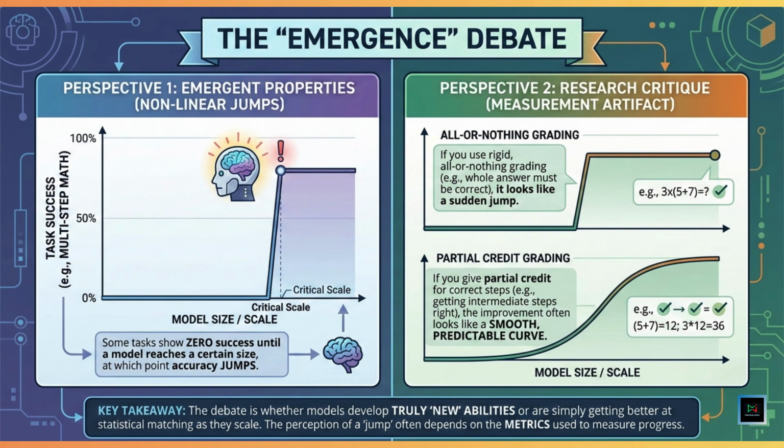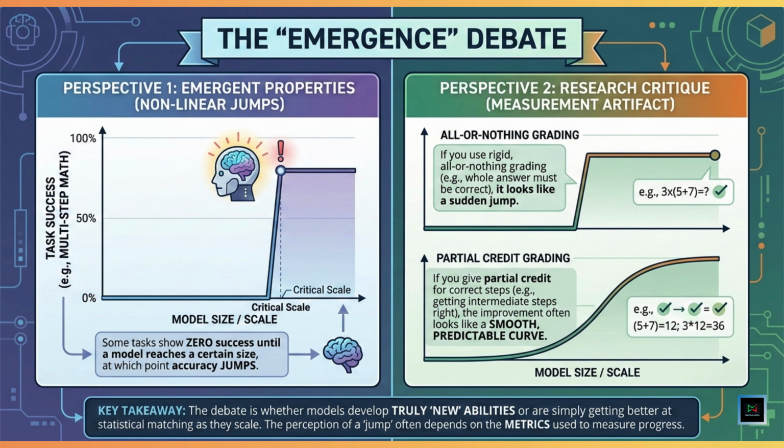A critical area of ongoing research is whether foundation models truly develop new abilities or if they are simply getting better at statistical matching. Some tasks, like multi-step math, show zero success until a model reaches a certain size, at which point accuracy jumps to 80%.